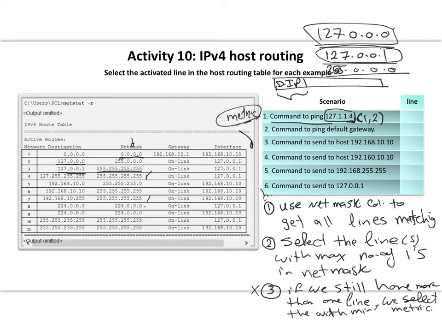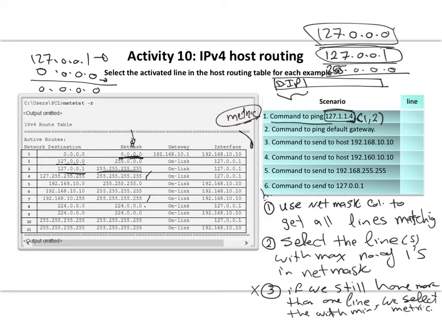Matching means that we need to take that destination IP address and AND it with the net mask. So 127.0.0.1 ANDed with 0.0.0.0. You have to convert both of them to binary because the AND operation is done on binary. But I did this fast because I know how we AND anything with zero. Anything ANDed with zero is zero, right? So the result will be 0.0.0.0.